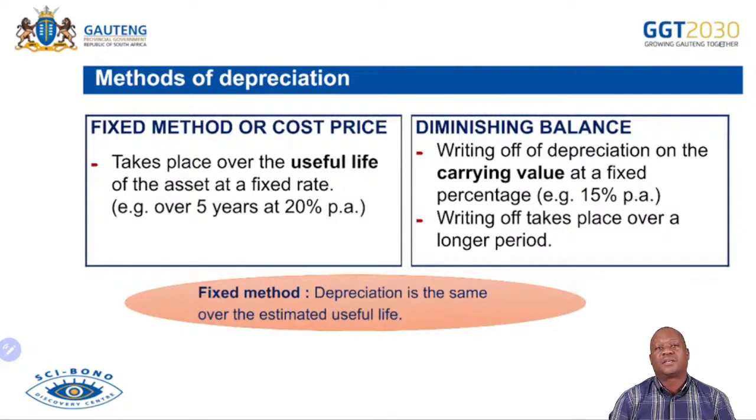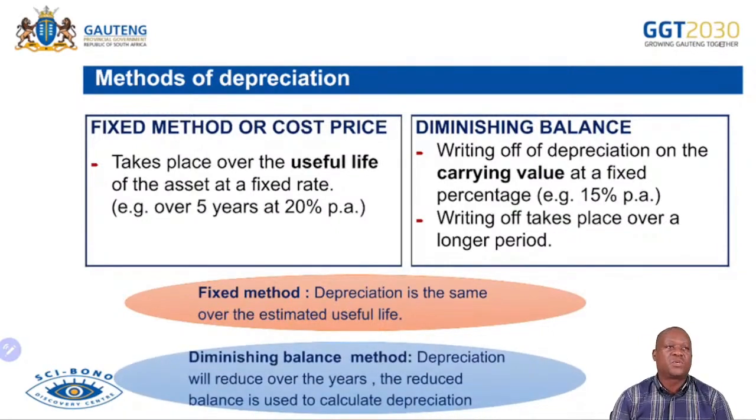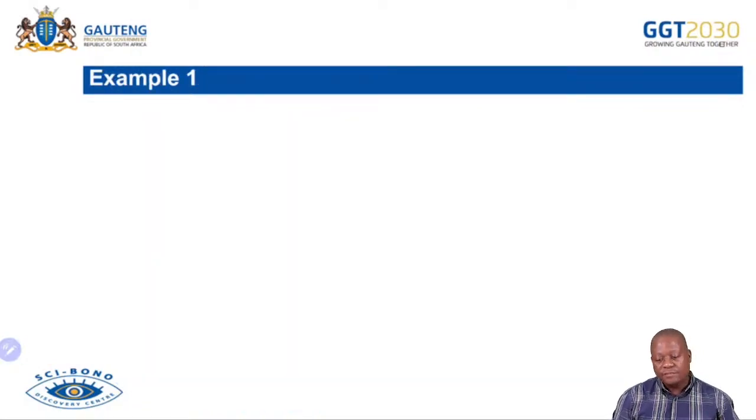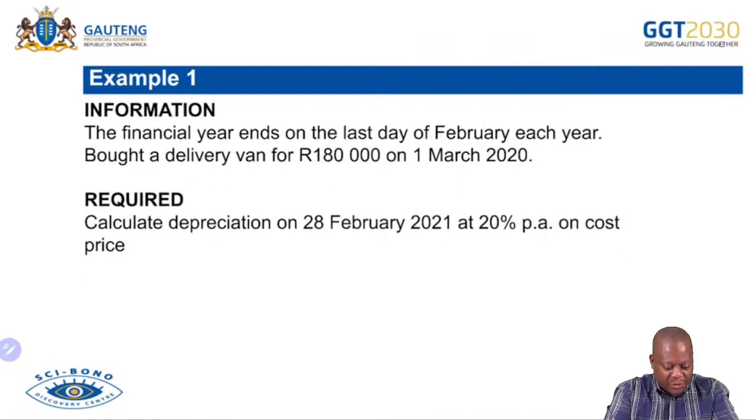Now, when it comes to the fixed method, depreciation is the same over the estimated useful life of the asset. The depreciation for the year in question is always the same as the depreciation for the following year, because the cost price remains the same over the useful life of an asset. But when it comes to the diminishing balance method, depreciation will reduce over the years. The reduced balance is used to calculate depreciation. Because we are using the carrying value, which is always a reduced value, then it is also going to be reduced over the years.